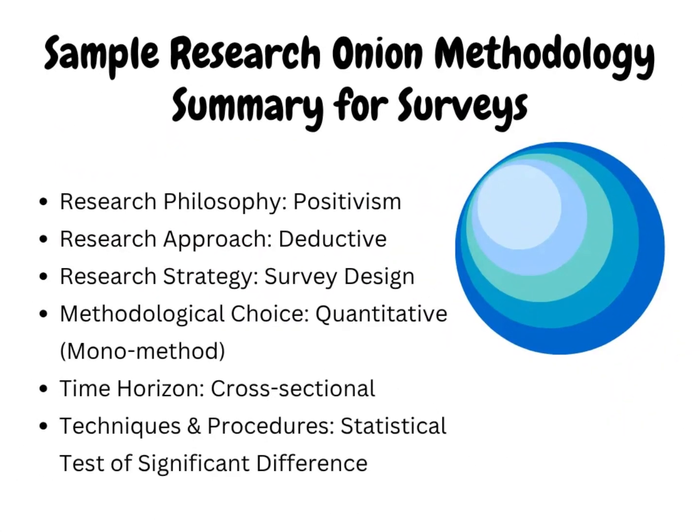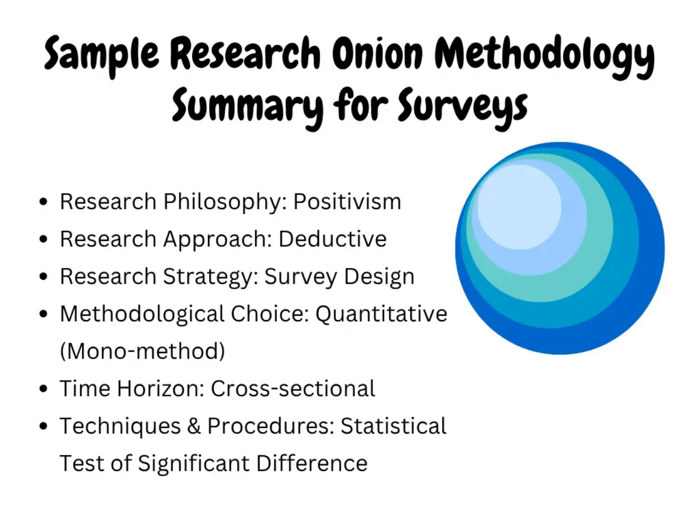Now let's see how these decisions might appear in an actual methodology paragraph. For example, this study adopts a positivist research philosophy because the research aims to measure observable variables using statistical analysis. A deductive research approach is employed since the study tests a hypothesis regarding the effect of a teaching strategy on student performance. The research strategy used is a survey design, allowing the collection of quantitative data through structured questionnaires.